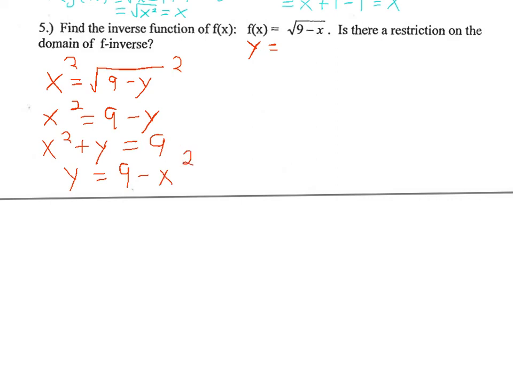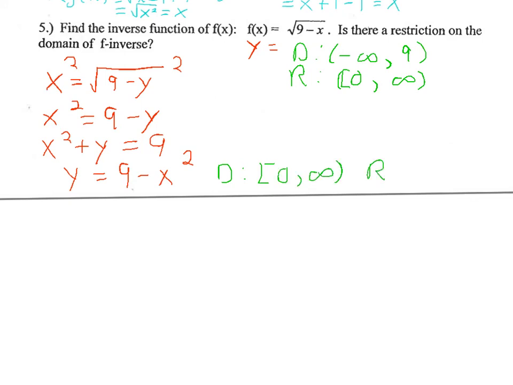For the restrictions on f inverse, we know that the domain of our original function is negative infinity to 9, since we can't take the square root of a negative, and the range is 0 to infinity, since it's a square root. When we find the inverse of a function, the domain and the range flip-flop. So the domain of our inverse function will be from 0 to infinity. And its range, even though it didn't ask, we can still say it's between negative infinity and 9. And 9 should have a bracket since we can plug it in.